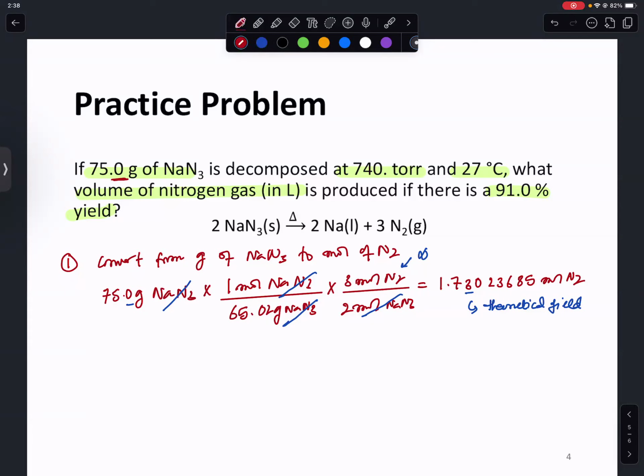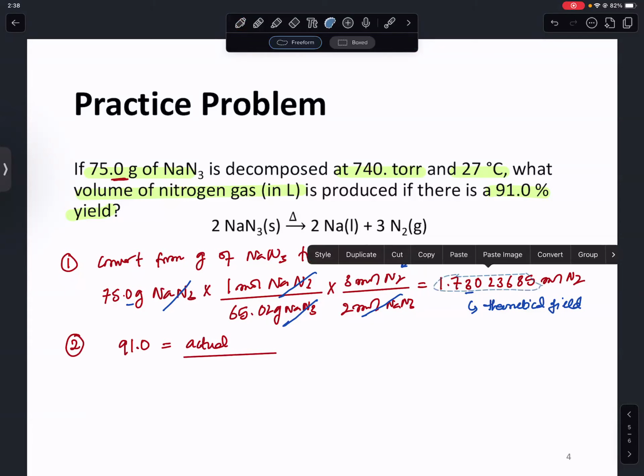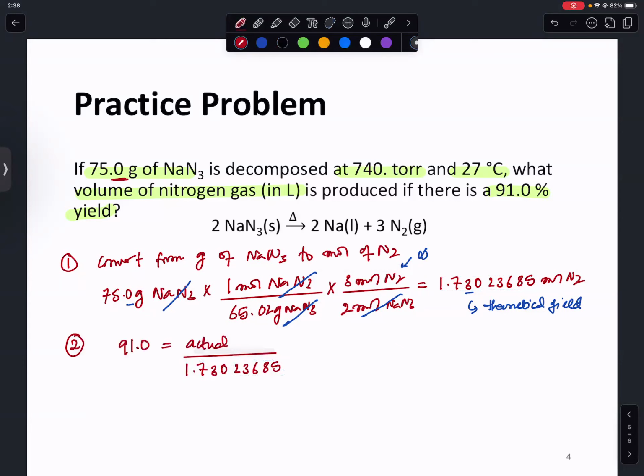So in this case, I can say that the second step would be if my percent yield is 91.0 equals actual over the theoretical, and I will copy, paste here, of nitrogen times 100. Therefore, the actual yield becomes 1.57475773 moles of nitrogen. And note here, let's track our sig figs. So we agreed from the first part, it was already 3 sig figs. Percent yield is 3. This is 3, then 3 sig figs.